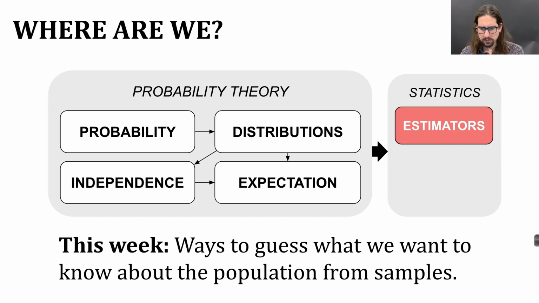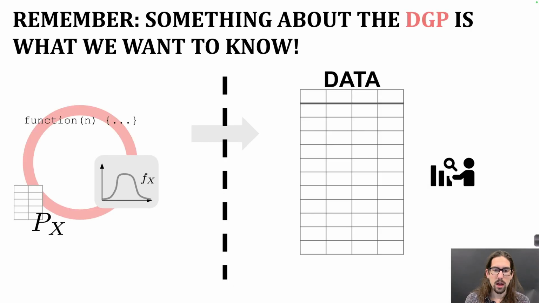So the topic today is estimators, and the entire idea is: how do we guess what we want to know about the population when we only have some small sample, some data set that we observe? We don't get to see the whole population. So how do we guess what we want to know? That's illustrated here in this picture.